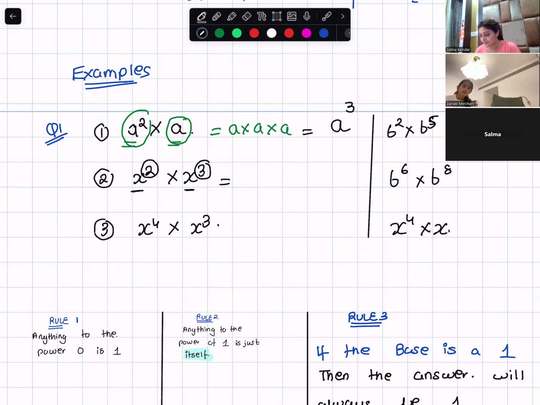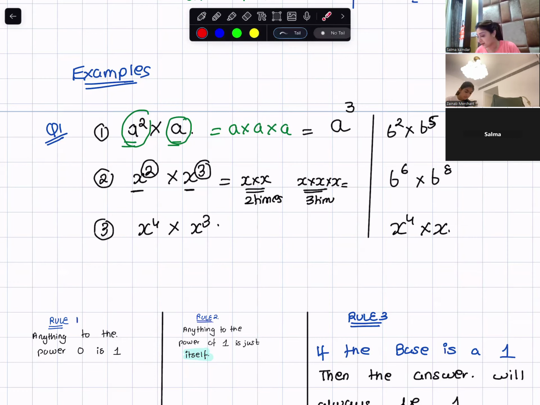So A to the power of 2 and B to the power of 3. X needs to be multiplied 2 times, and X needs to be multiplied 3 times. So X is multiplied 2 times, and how many times is X multiplied? 3 times. So X into X, to the power of 6.